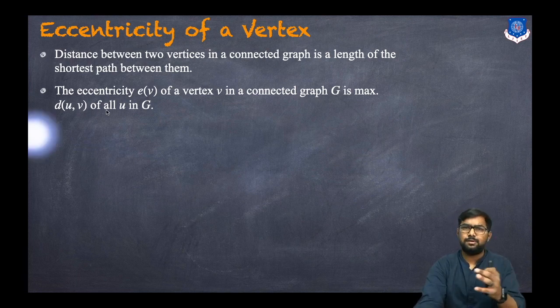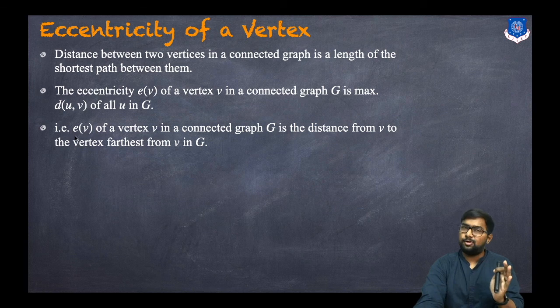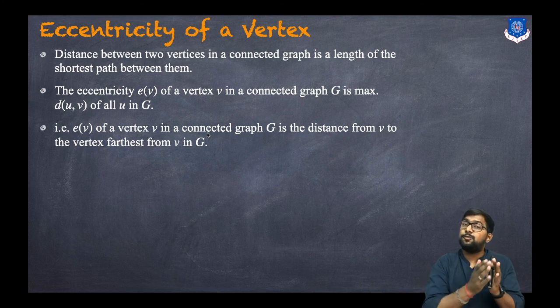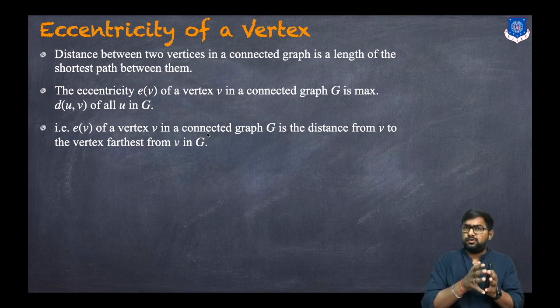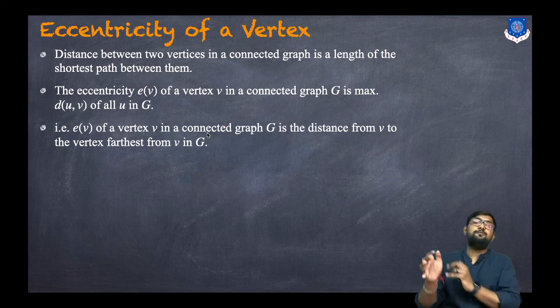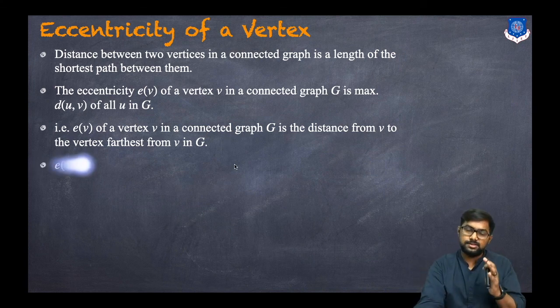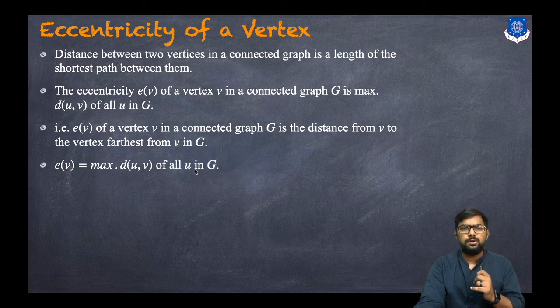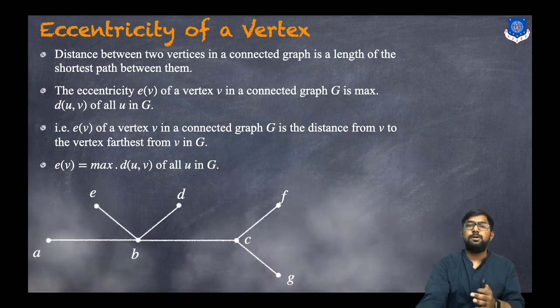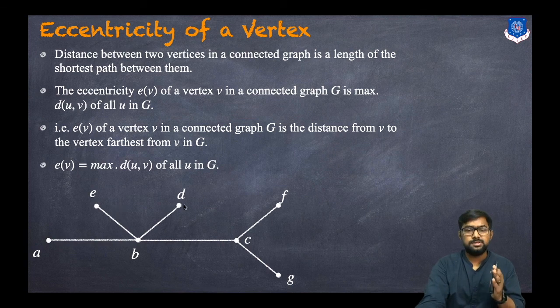Okay, we'll learn eccentricity. What is the eccentricity of a vertex V in a connected graph? It is the distance from V to the vertex farthest, not shortest, the farthest from V in G. Now let us discuss an example. So yeah, this is the notation. Now consider this graph: A, B, E, D, C, F, G.